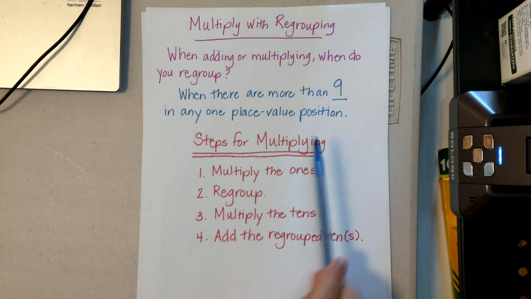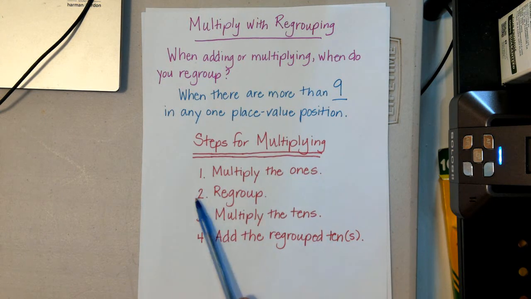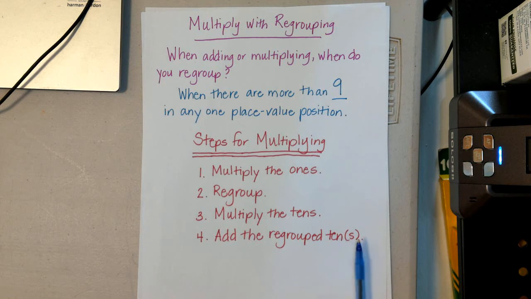Here are the steps for multiplying, okay? This is what we would call the mommy-daddy method. You would multiply the ones. Number 2, you're going to regroup. Then you're going to multiply the tens, and then you're going to add the regrouped 10 for tens, okay? Now, if we were further, we would also say then multiply the hundreds, add the regrouped hundreds, so we would just keep going on and on with it, okay, depending on how many digits you have in your number.